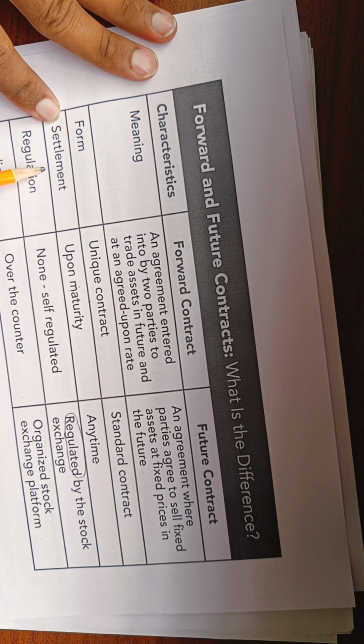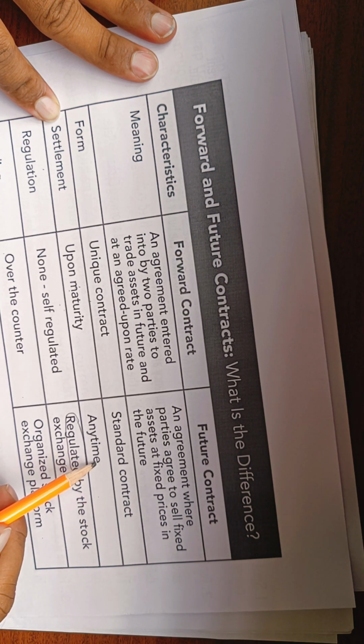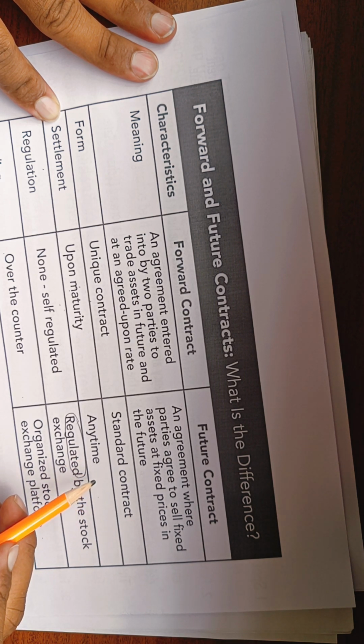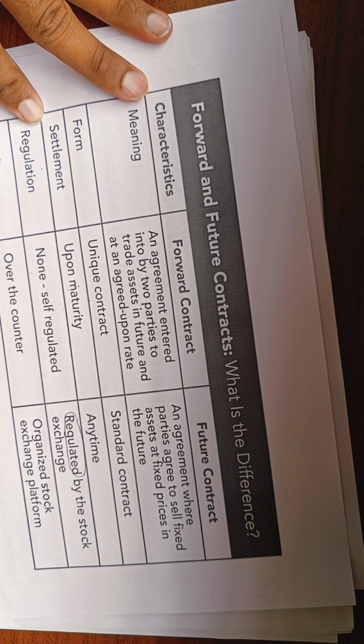Next, settlement. Upon the maturity, till the maturity you can't make the settlement in a forward contract, but the future contract is not like that. You can make the transaction anytime you want. There is one more advantage in the future contract. Regulation. No body is regulated here. There is no single body that regulates the forward contract, but the future is regulated by the stock market.